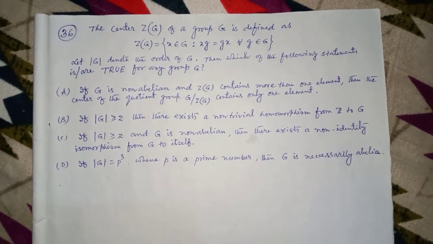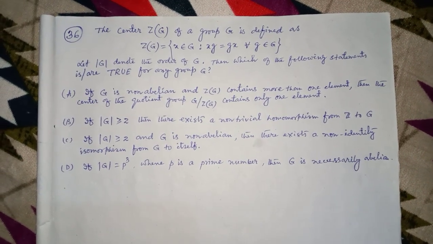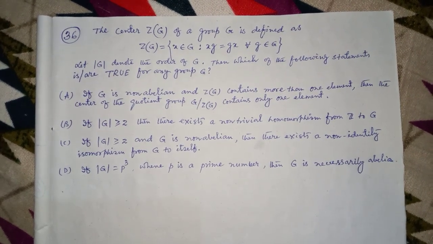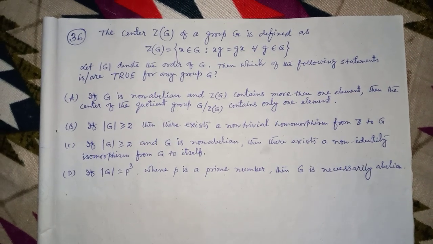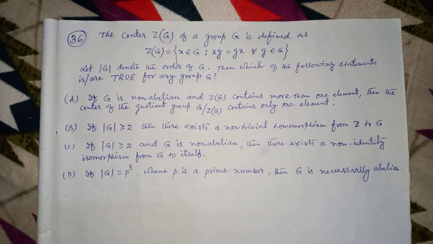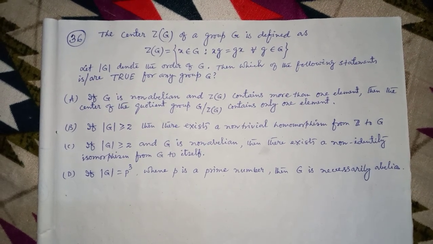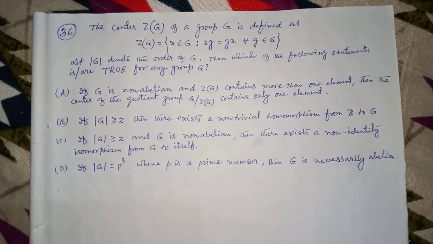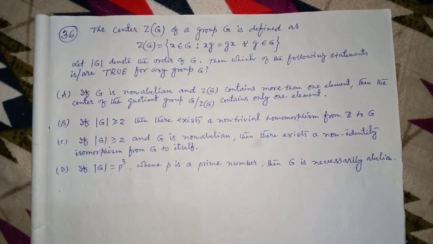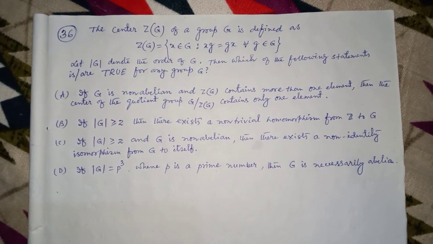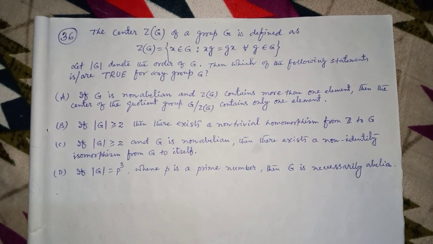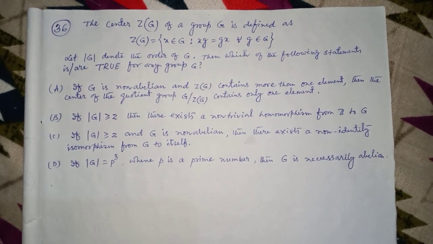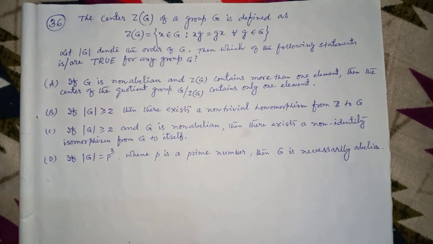This question is from group theory. The center Z(G) of a group G is defined as Z(G) = {x belongs to G such that xg = gx for all g belongs to G}. Let |G| denote the order of G. Which of the following statements is or are true for any group G? Four options are given. So let us try to solve this question.